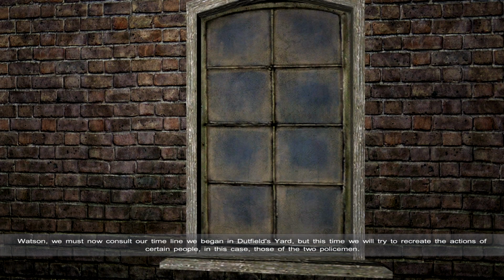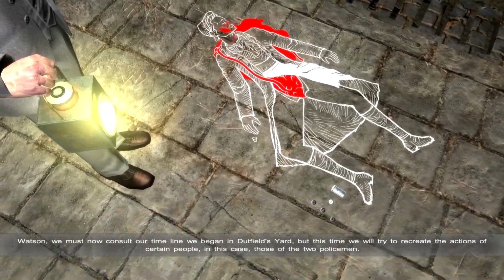We began in Dutfield's yard, but this time we will try to recreate the actions of certain people, in this case, those of the 2 policemen.